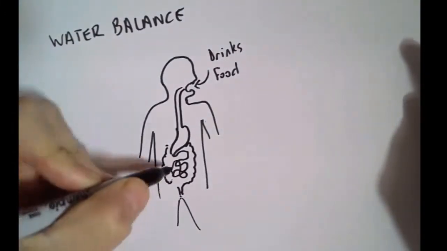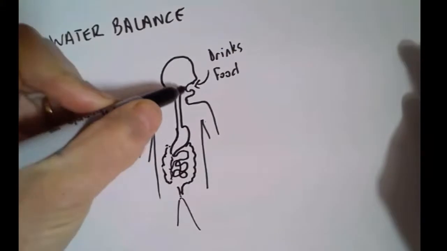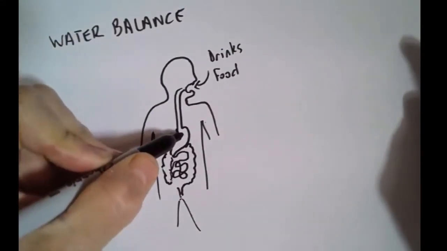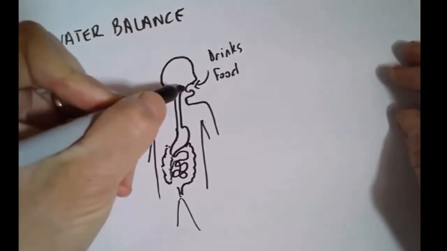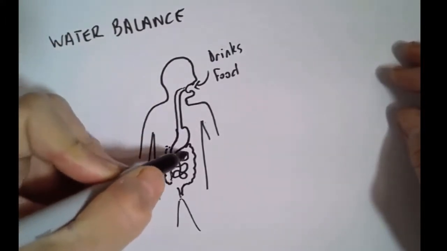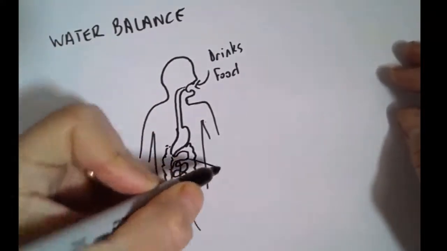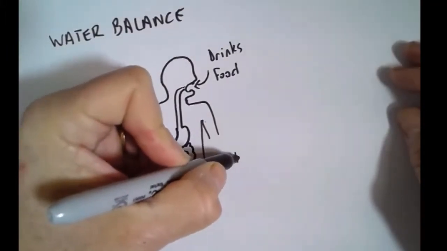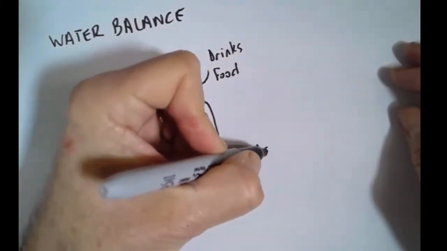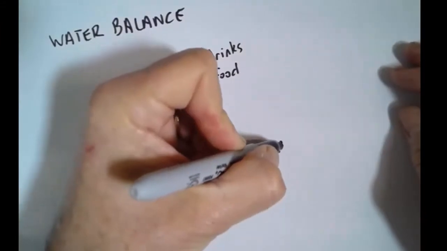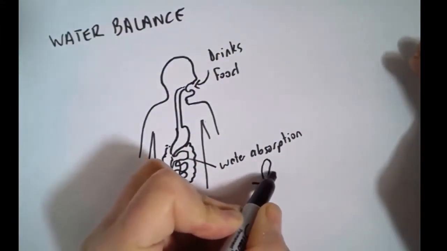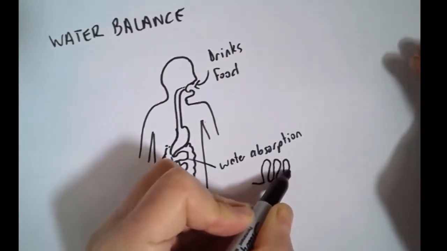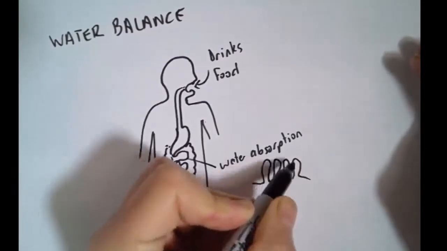Now, water doesn't actually get absorbed into the blood from the stomach, really. Most of that happens in the small intestine. So we've got water absorption. Remember, the small intestine wall is very thin, and it's got those little villi, microvilli. So that's the wall of the small intestine.